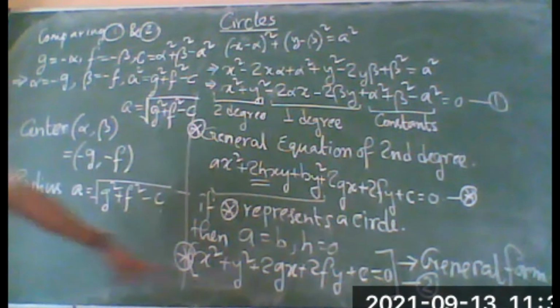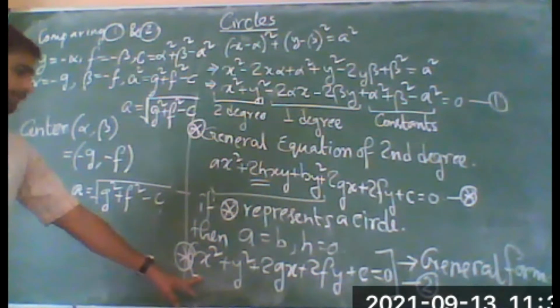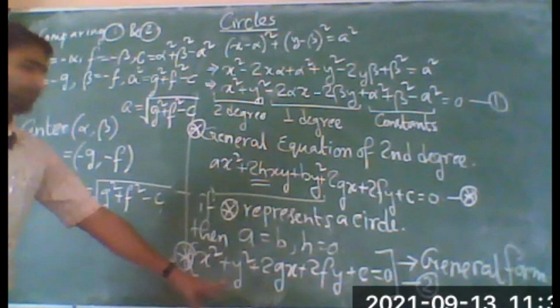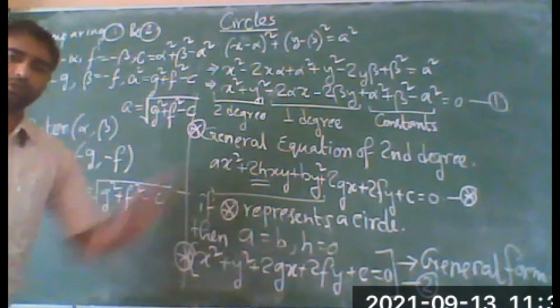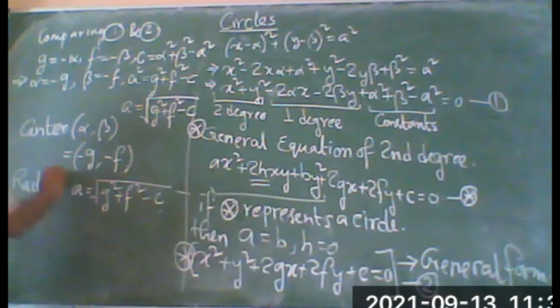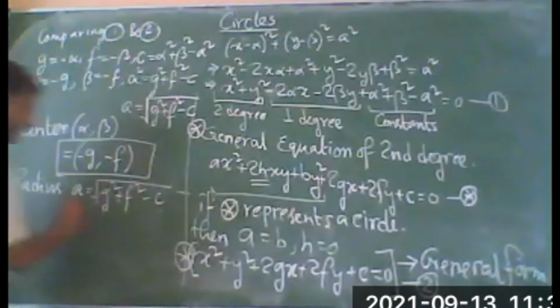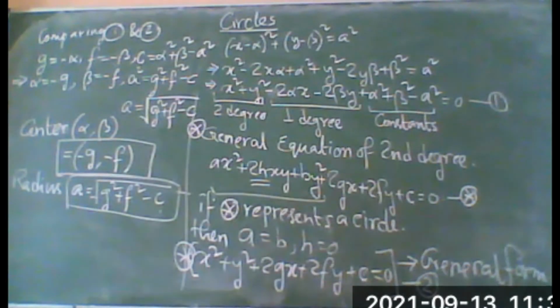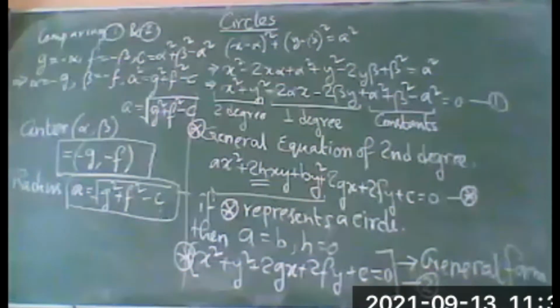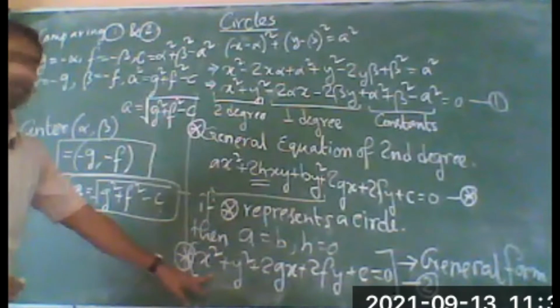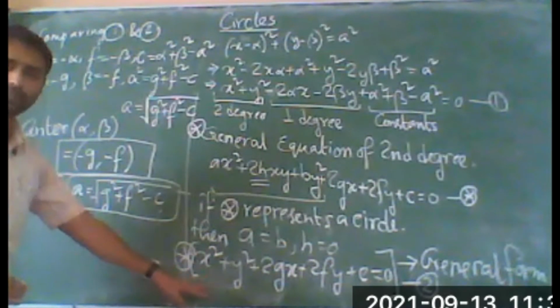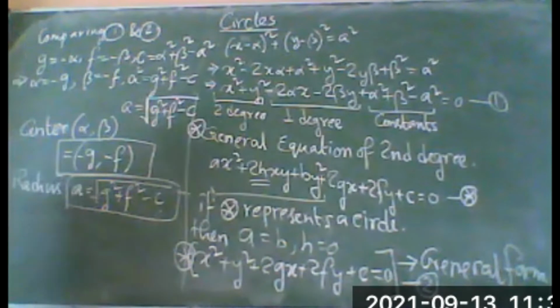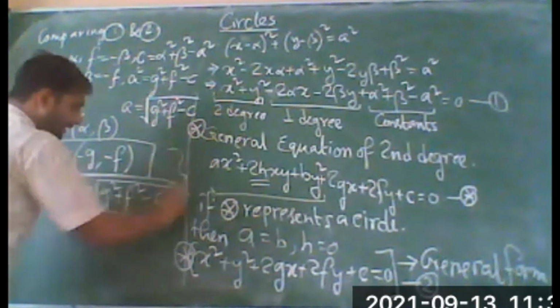So if the equation of the circle we are taking like this in general form, x square plus y square plus 2gx plus 2fy plus c equal to 0, then we can say that the center of the circle will be minus g minus f, and the radius of the circle will be root over of g square plus f square minus c. This is very important because most of the times this will be the equation of the circle, and from this equation we have to calculate the center and the radius. So we are having a direct formula here. This is important.